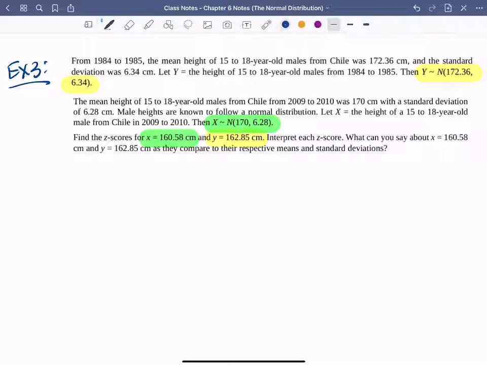It asks for the z-scores. Let's start with x. It just gives it to us first. So we're going to say x equals 160.58.